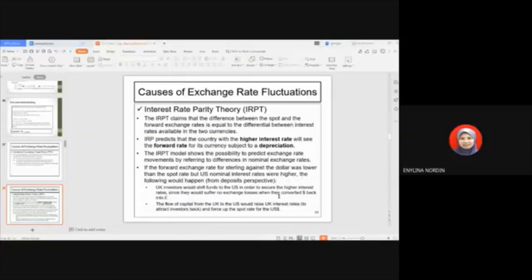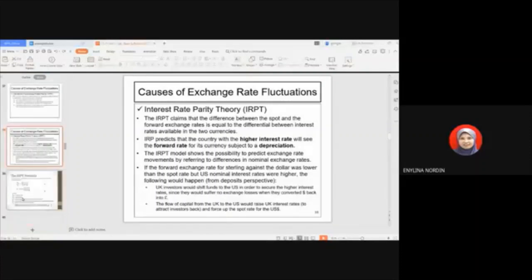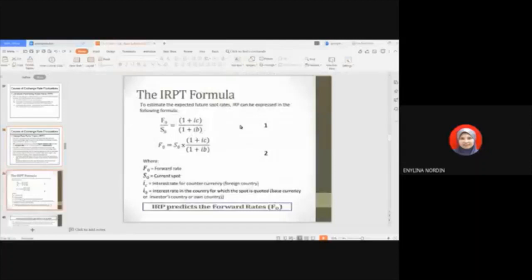Okay, so to get started here, we need to know what is the formula that we can use to predict or to calculate the estimated or the expected exchange rate using IRPT. So what is the formula? The formula is more or less the same as the PPPT formula, except that there is no S1 here, we use F. F is actually for the forward rate.